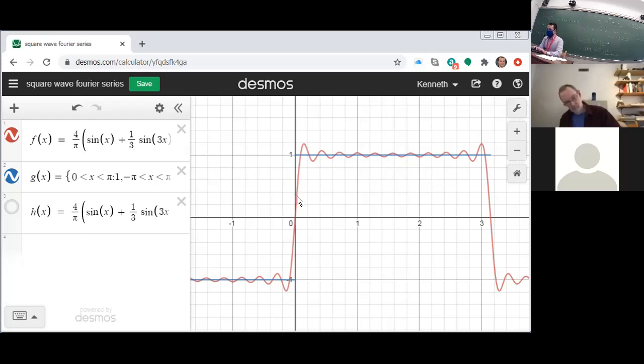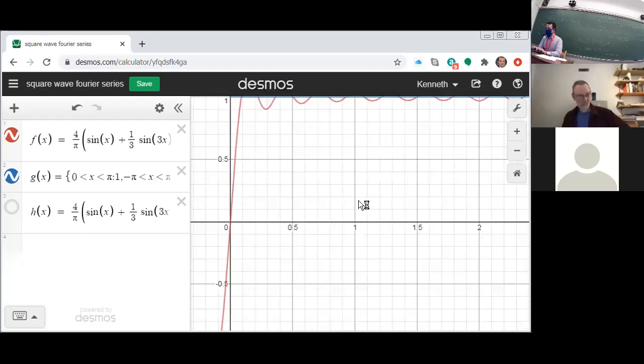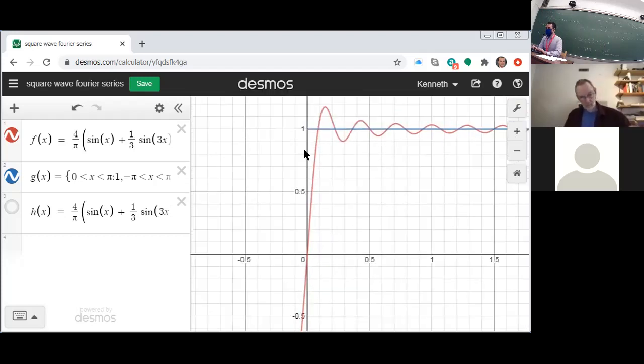So it doesn't converge uniformly because for any n that you pick, no matter which approximation you pick, there will exist points x such that the difference between the blue line and the red line is not going to 0.